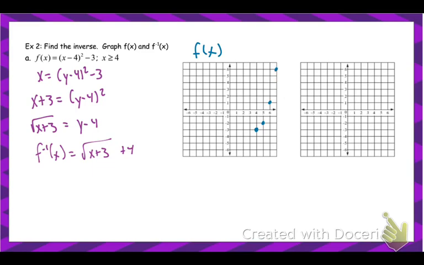Now, typically, again, for that parabola, we would have that axis of symmetry, and we would mirror image those points. But we're not going to do that in this one because, again, we're only graphing when x is greater than or equal to 4. All right, now let's go ahead and graph the inverse.